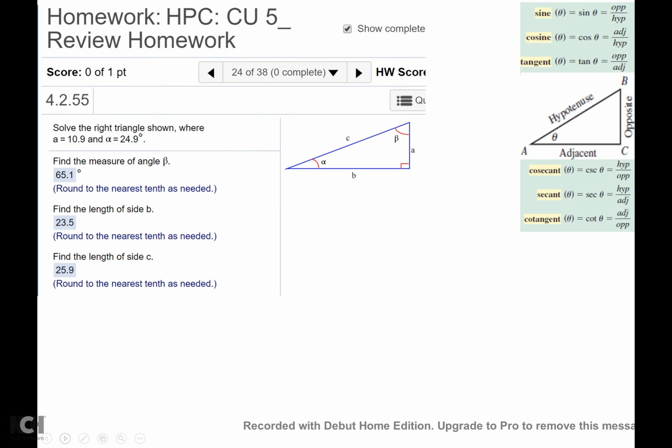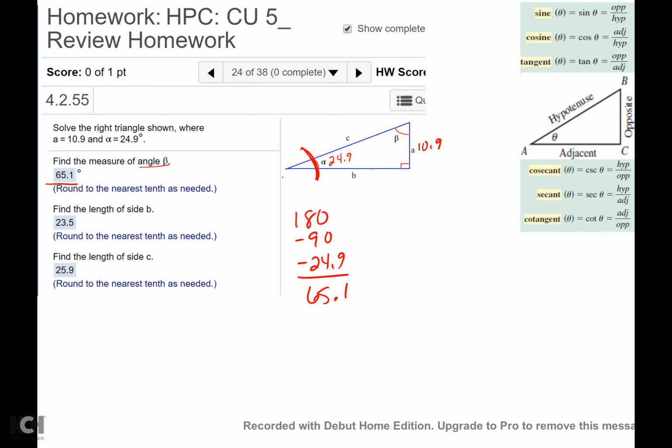Okay, solve the right triangle shown where A is 10.9 and alpha is 24.9. Okay, so it says find the measure of angle B. Well, in a right triangle, any triangle, the three angles add up to 180. So if I take 180 minus 90 minus 24.9, you get 65.1. Okay, so I also know that degree. Now we have to find the length of side B.